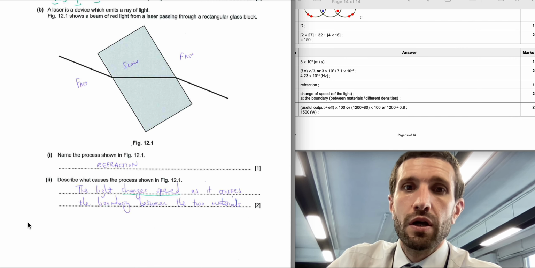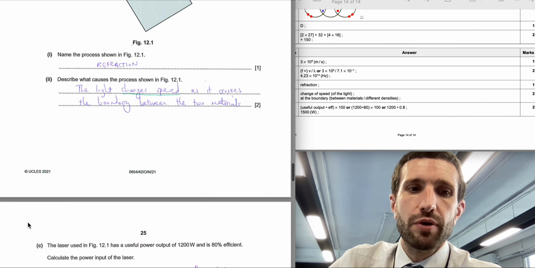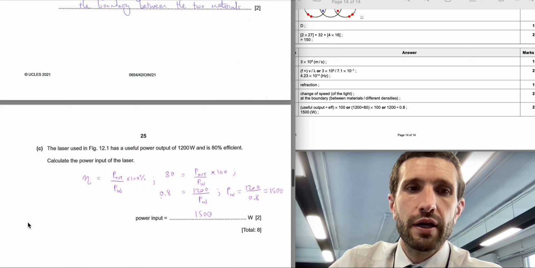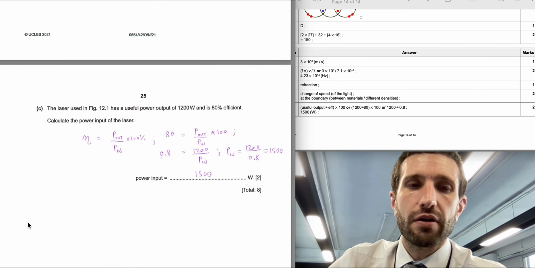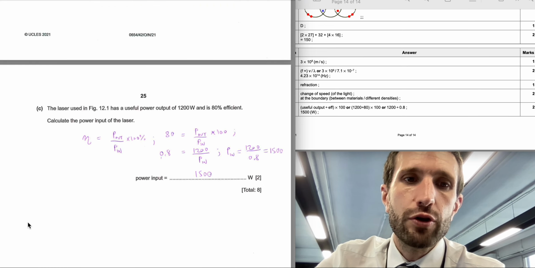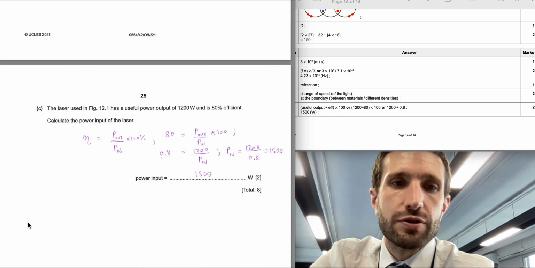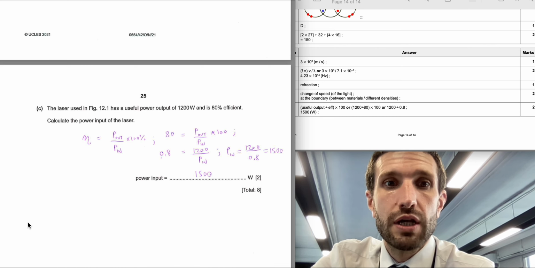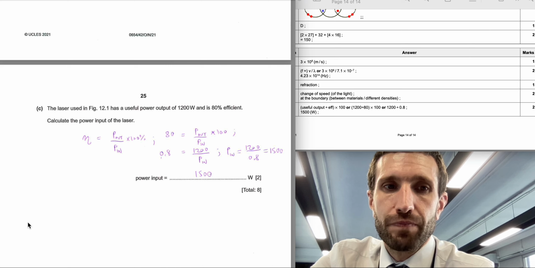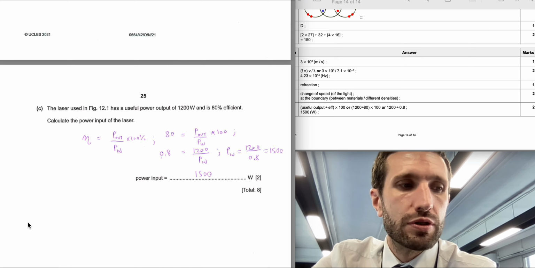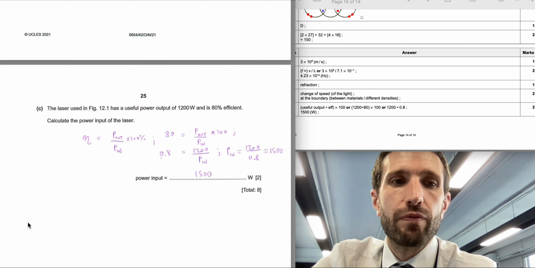All right, we're pretty much done for this question. I'm quite impressed at how quickly this has gone. All right, nice little efficiency calculation to finish this off. We're told we've got a useful power output of 1,200 watts, and 80% efficient. And we're asked to calculate the input power of the laser.